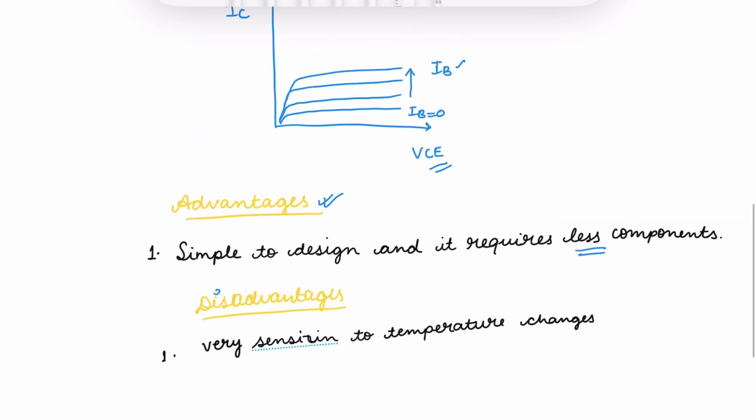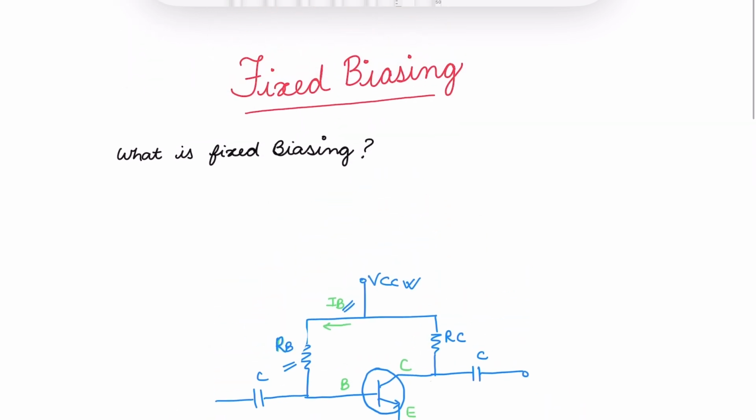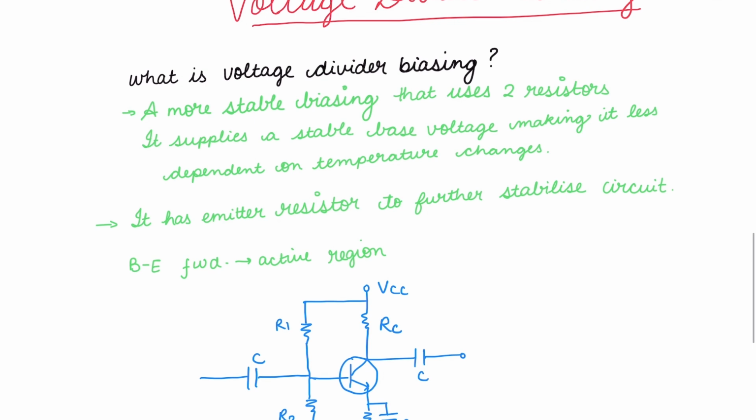So that is all for fixed biasing configuration. Now we are going to discuss the other biasing, that is voltage divider biasing. In the second case we are going to discuss voltage divider biasing. It is sort of a solution to the problem that our fixed biasing poses. So fixed biasing is unstable because of temperature variations and it is not able to handle it.